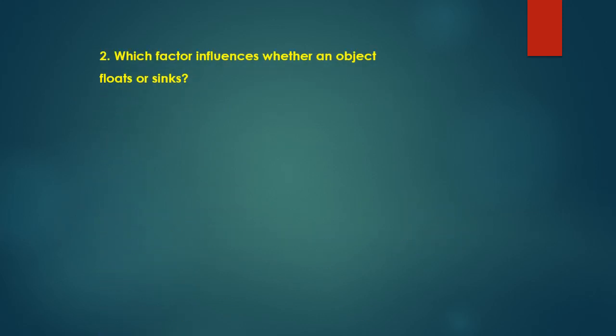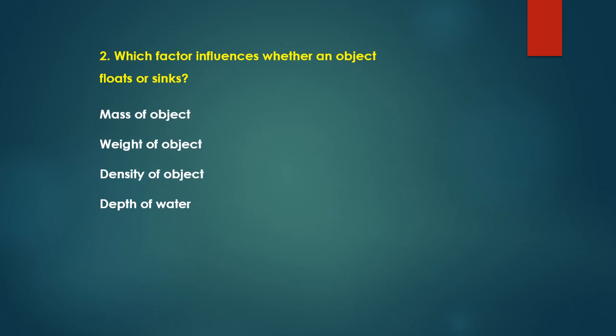Question number 2. Which factor influences whether an object floats or sinks? The options were mass, weight, density, and depth of water. By now, you definitely know that the factor that influences it is the density of the object.